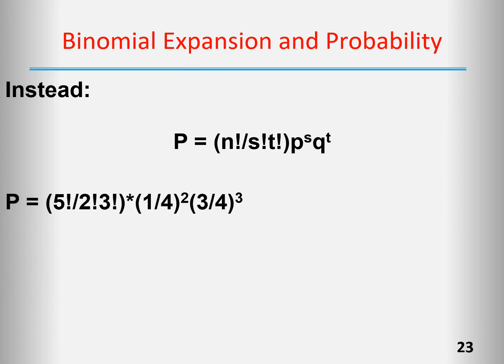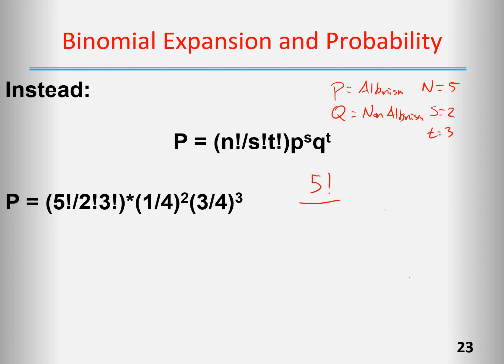So if we write this out, the total number of children is 5. In this case we said P was going to be albinism. Q was going to be non-albinism. Okay, my N value, my total number of children, was 5. My S was 2. My T, my number of children without albinism, was 3.